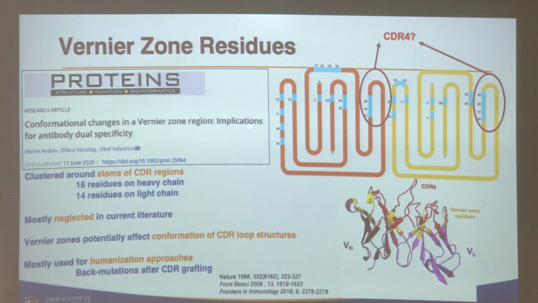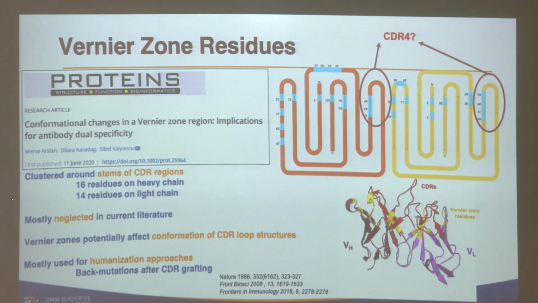So basically, when we check the Vernier zone residues, they are the points of back mutations. When they do back mutations, at some point they will get the affinity of the original antibody. Okay, this is enough. Or they will just do more engineering to get that affinity. So Vernier zone residues are very important for antigen affinity, and also specificity, I think.